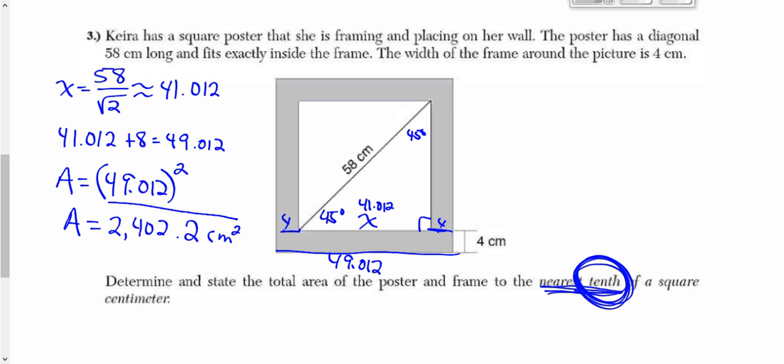All right? Good idea? It's a tricky one. You had to add the frame on both sides of that to get the whole side length. So it was just a special right triangle again, that's all it was. Same thing. That was the last one, right? Okay.